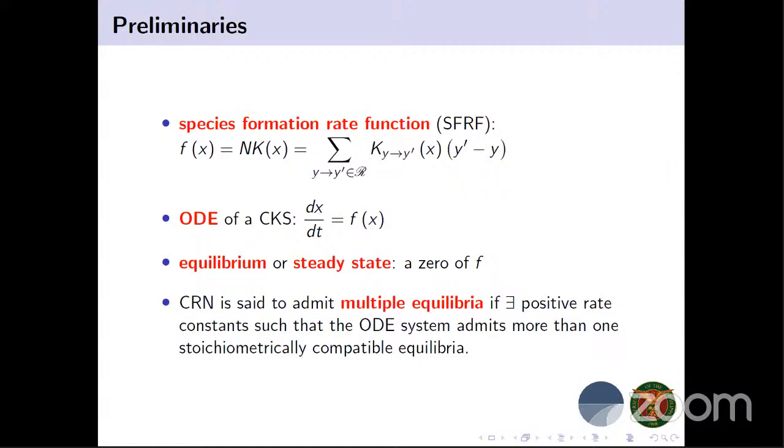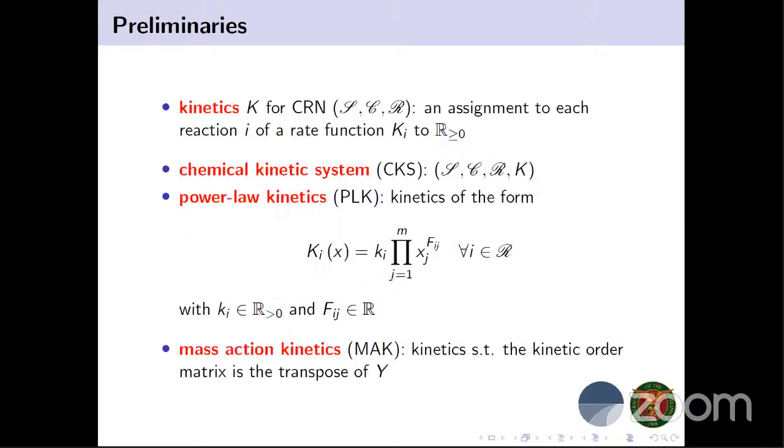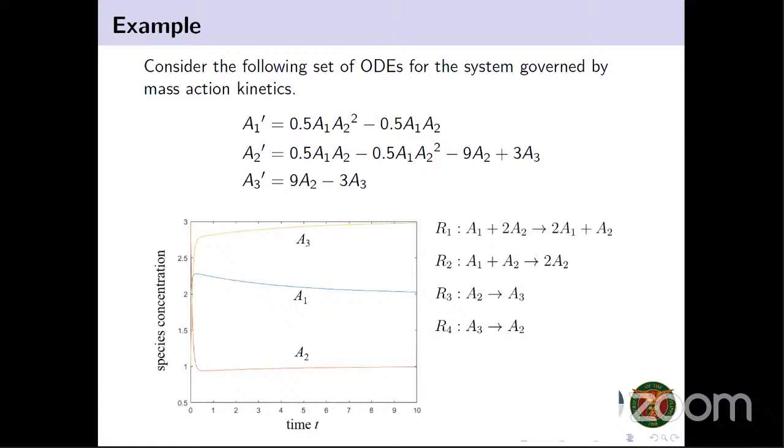The equilibrium or steady state is just a zero of f. A CRN is said to admit multiple equilibria if there exists positive rate constant such that the ODE system admits more than one stoichiometrically compatible equilibria. So we can see here that in CRNs, we also consider differential equations, in particular these ordinary differential equations, and then we are solving these differential equations, and that would give you a study in equilibria, stability, and so on.